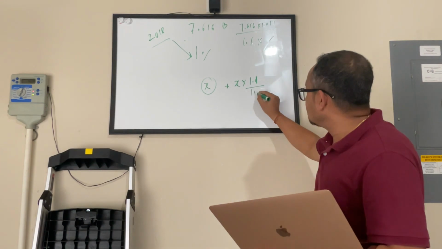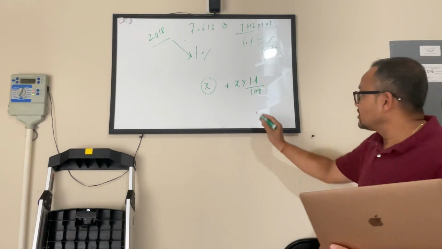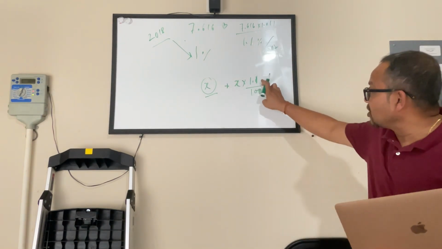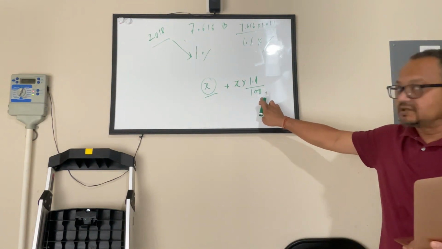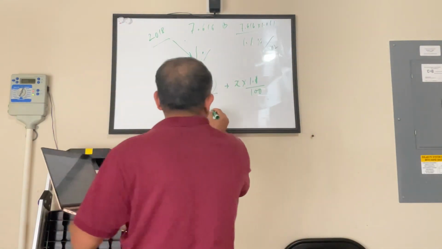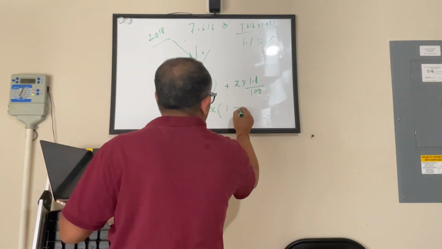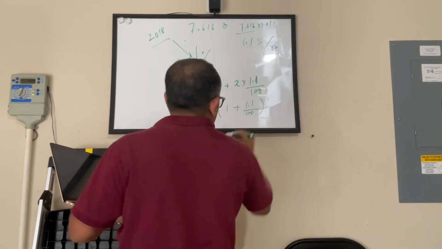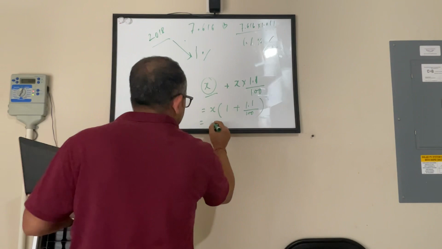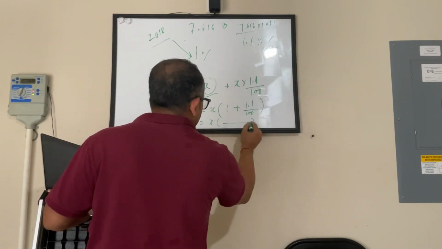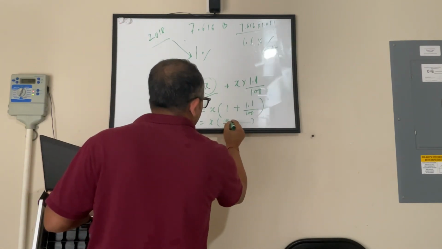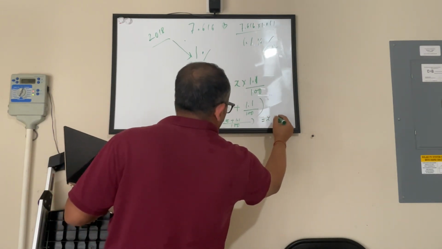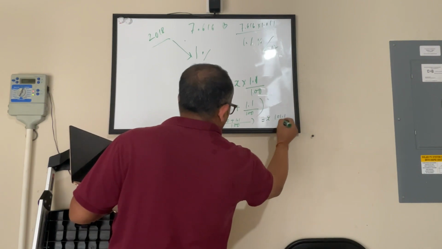1.1 divided by 100, plus 1. So this is x plus 1.1% of x. This becomes x into (1 plus 1.1 by 100), and this becomes 100 plus 1.1 by 100. It is x into 101.1 by 100.